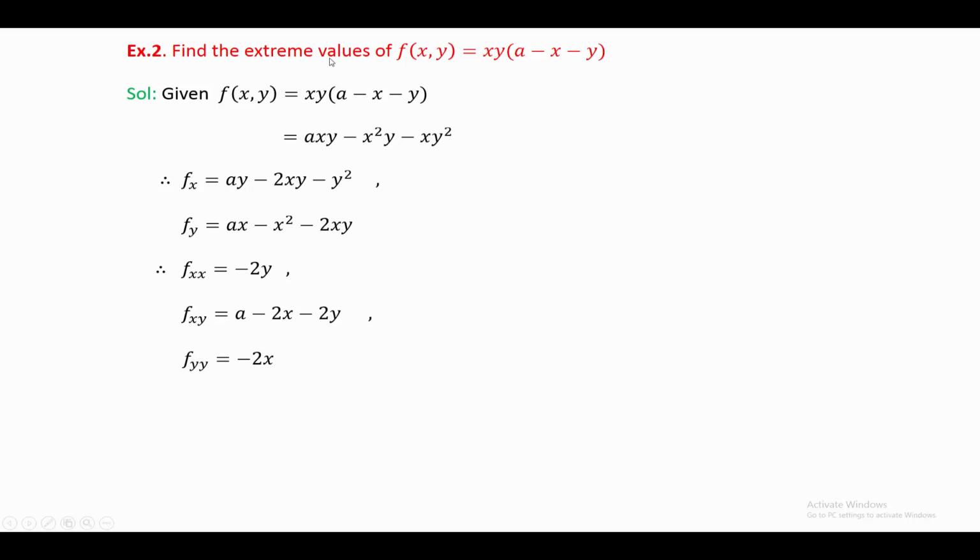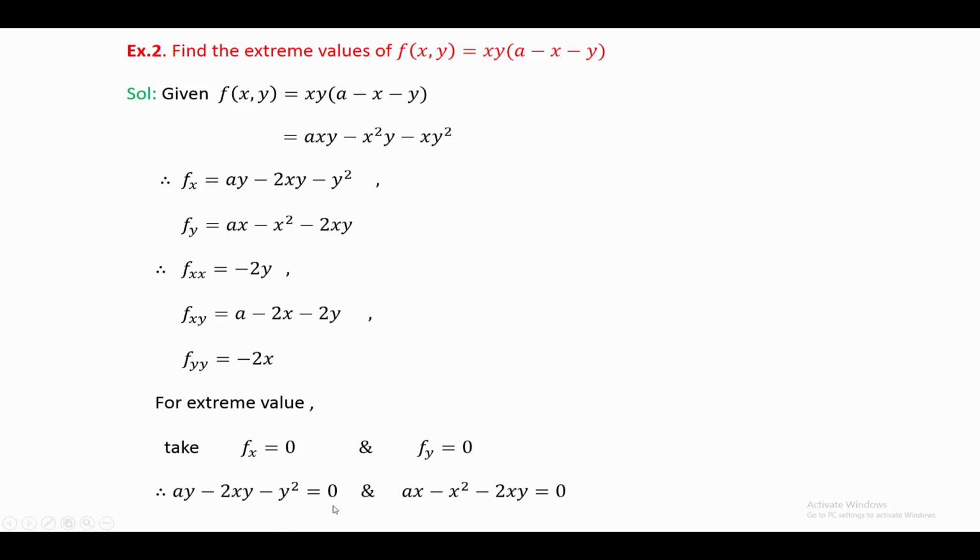Then for extreme value, take fx equal to 0 and fy equal to 0 and find the stationary points. Now fx means ay minus 2xy minus y square equal to 0, and fy is ax minus x square minus 2xy equal to 0. Now solve these two equations and find the values of x and y, and we get the stationary point.